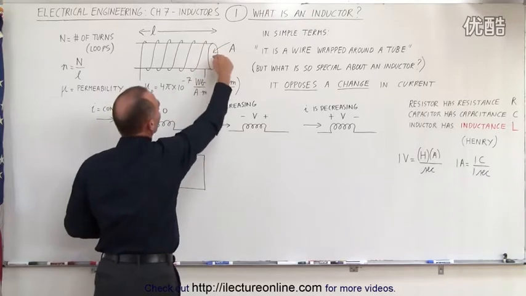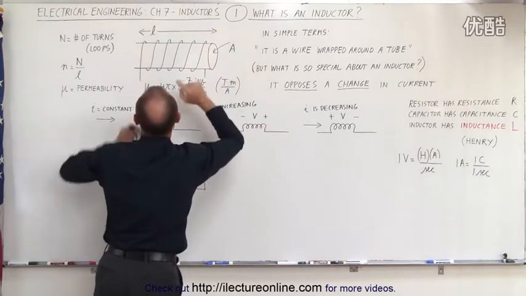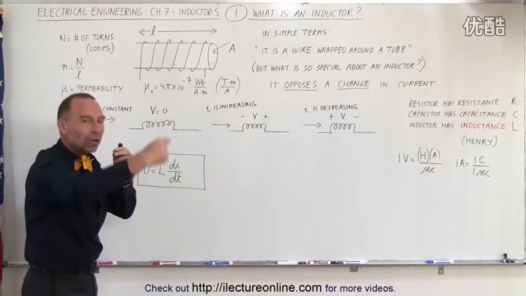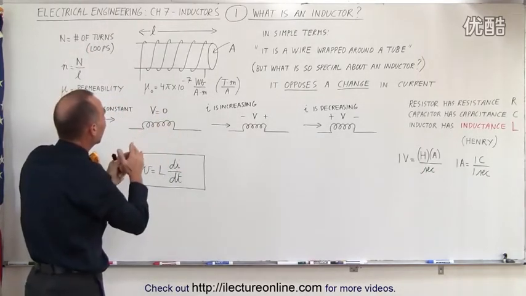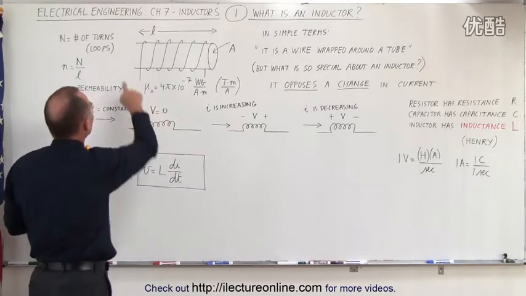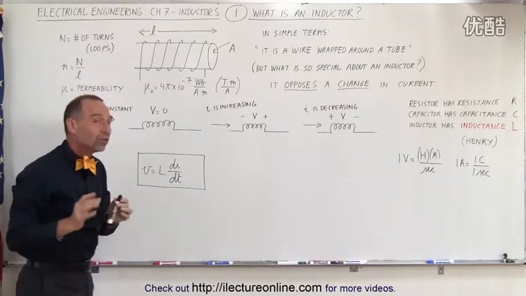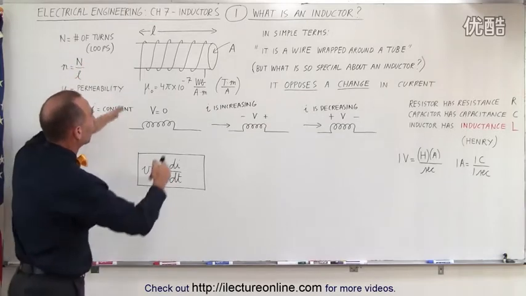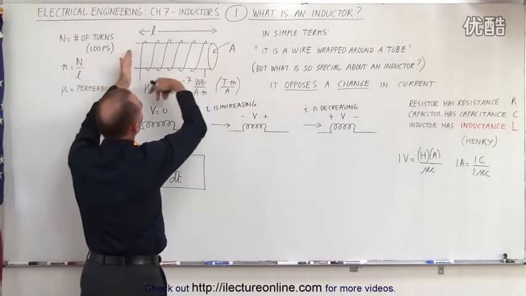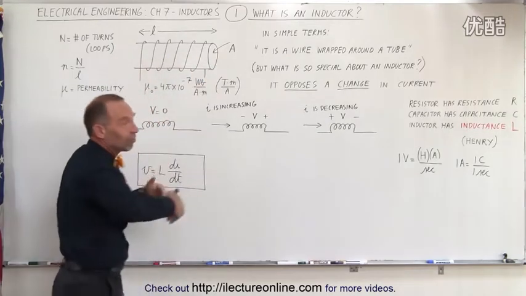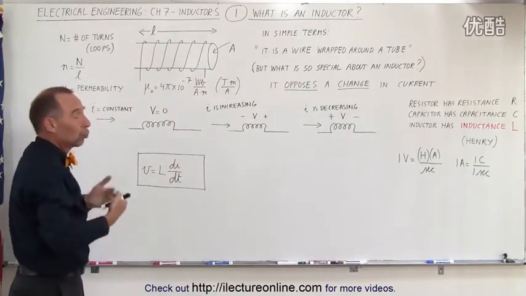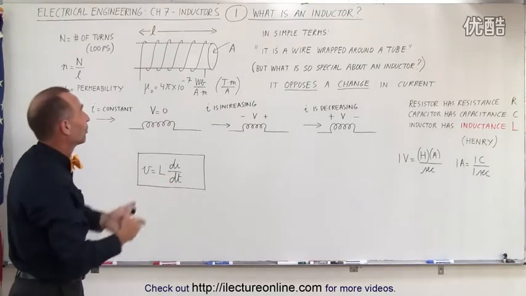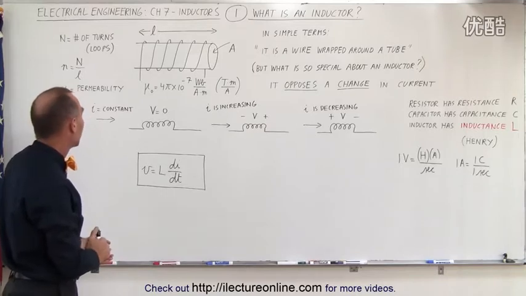The tube has a cross-sectional area, it has a length, and also an inductor has a number of turns, as we call it. Each loop of wire around the tube is called a turn. It's simply a loop. Also, what you need to know about inductors is the number of turns per length. In other words, if this is a 5 centimeter inductor and there's 100 turns, that means there's 100 turns per 5 centimeters, or 20 turns per centimeter, or 2,000 turns per meter, however you want to express it.